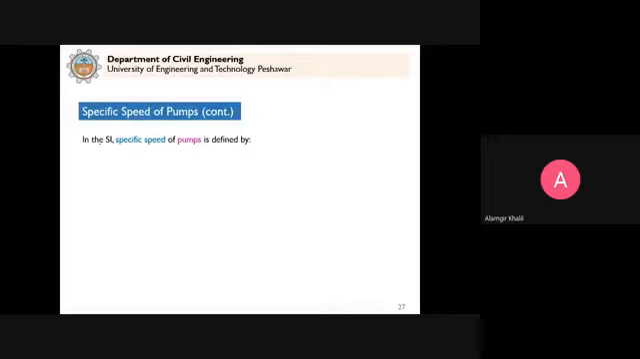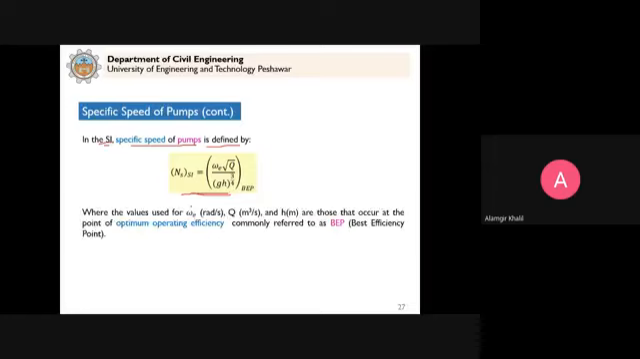In System International, in SI units, specific speed of a pump is defined by this equation. This is also given in your textbook. In this case, omega is the rotative speed corresponding to the maximum efficiency, in radians per second. Q is the discharge and H is in meters. These are those that occur at the point of optimum operating efficiency, commonly known as the best efficiency point.